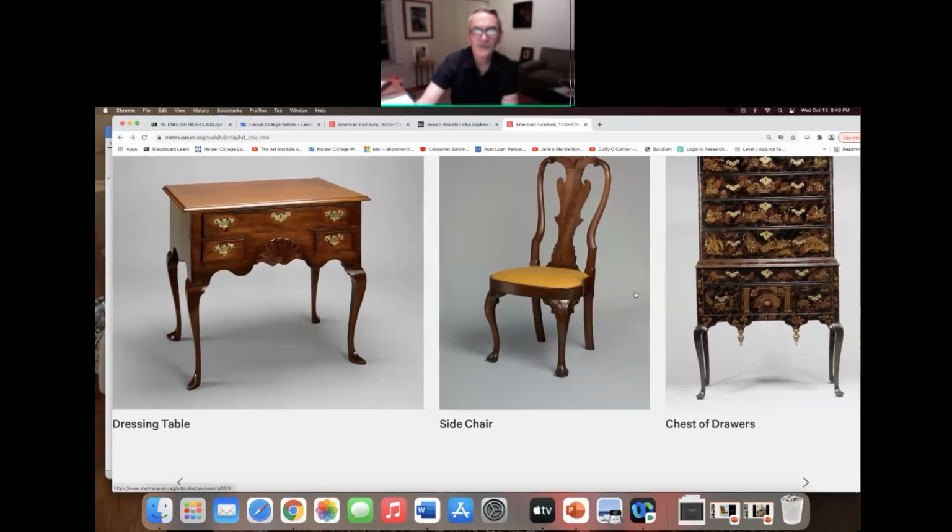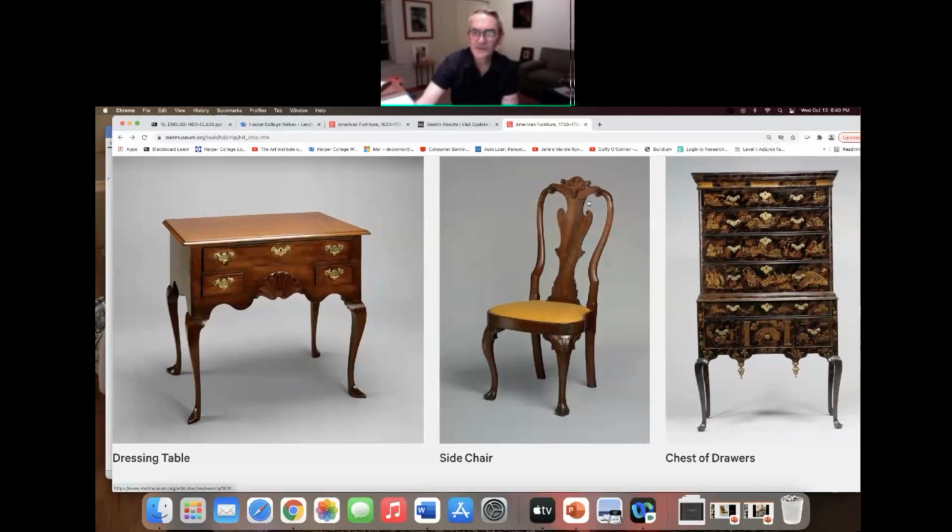Okay, another Queen Anne side chair. You can see here a little bit more elaborate shape of the back splat.